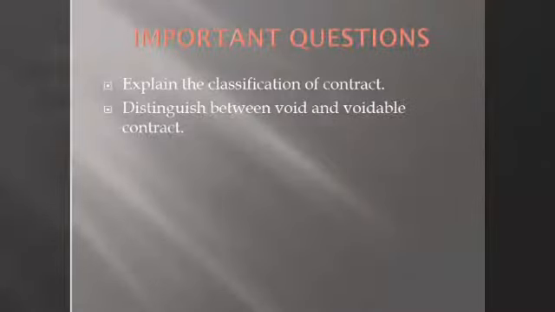The important questions in this chapter are: in 10 marks, they will be asking what are the various types of contract, or the classification of contract. In 5 marks, they will ask any one of the differences regarding the types of contract, that is, void and voidable, or void agreement and void contract. This is regarding the important questions in this chapter.